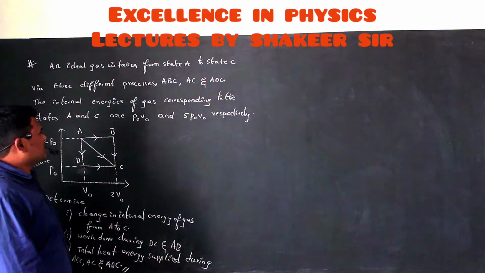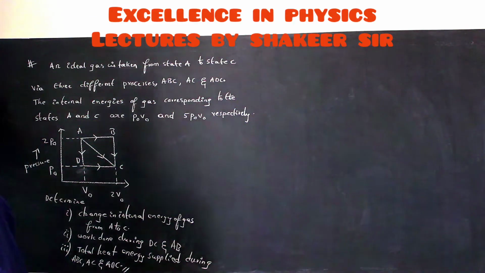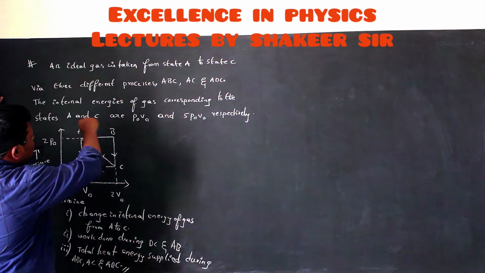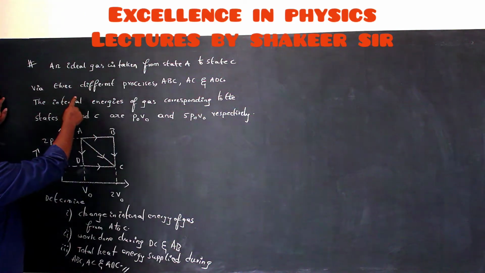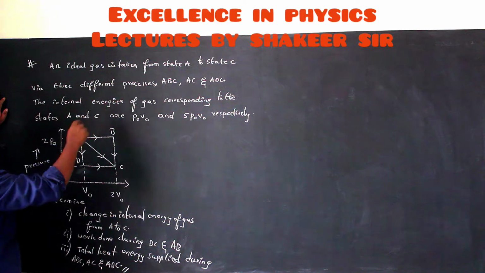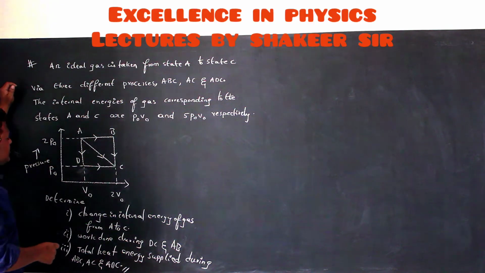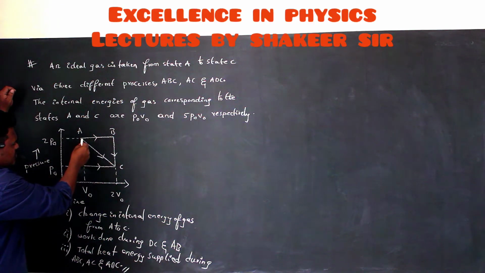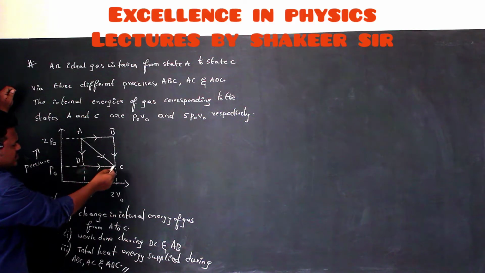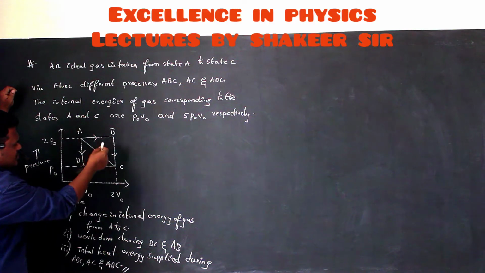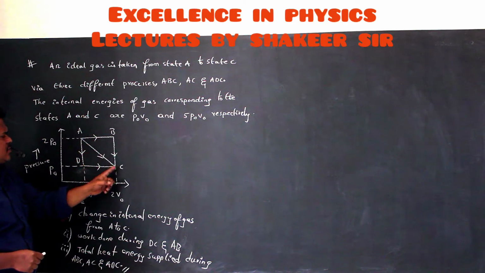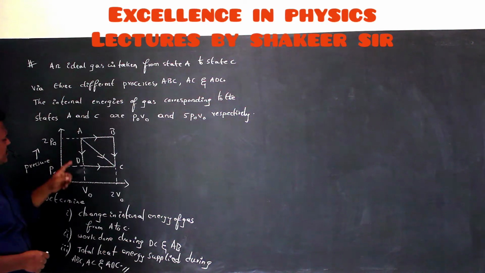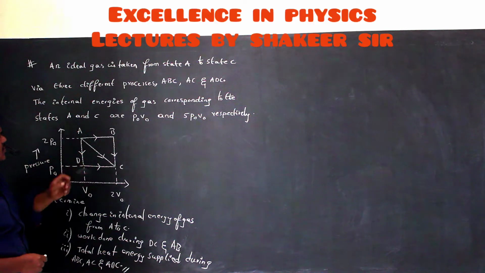Dear students, now let us see this question. An ideal gas is taken from state A to state C via three different processes: ABC, AC and ADC. We are supposed to move this gas from state A to state C, traveling in three different processes. First from A to B and B to C, this is one process; A to C is the second process; A to D and D to C is the third process.